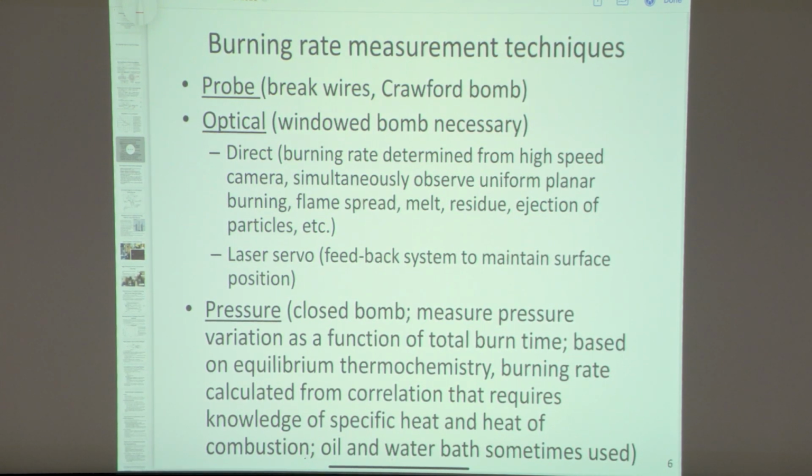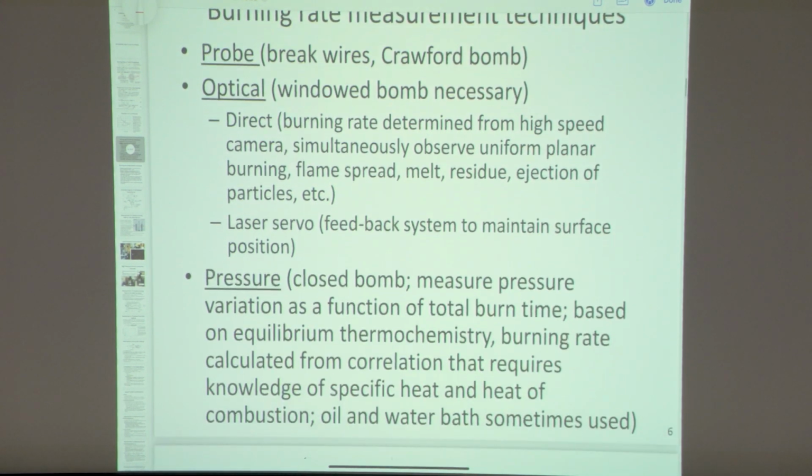Okay, burning rate measurement techniques. I mentioned the first one here, which is referred to as the probe technique. It involves inserting wires across a propellant strand and measuring the time as it burns and the wires break. It's typically done in what's referred to as a Crawford bomb, which is just a pressure vessel in which I insert this strand. I'll show you a picture in a second.